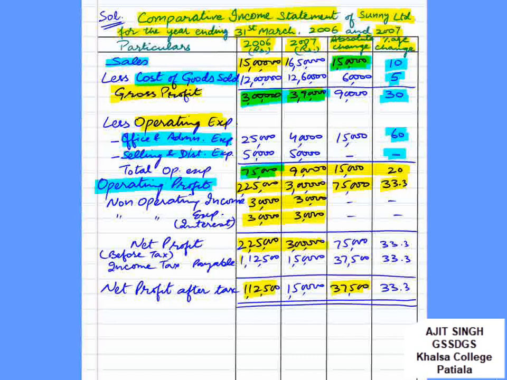Then tax revenue is there. We have paid the tax, and net profit after tax comes to be 1,12,500 and 1,50,000 for the year 2006 and 7 respectively, and there is increase in net profit by 33.3%. Thus we can safely say that profitability position of the concern is satisfactory.